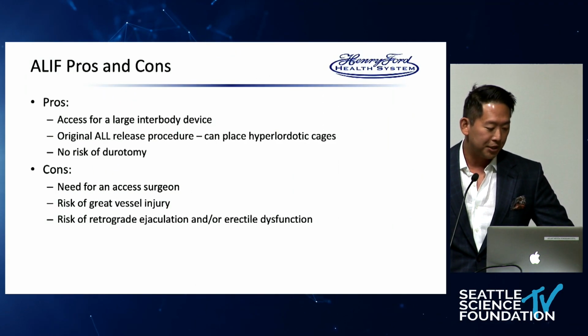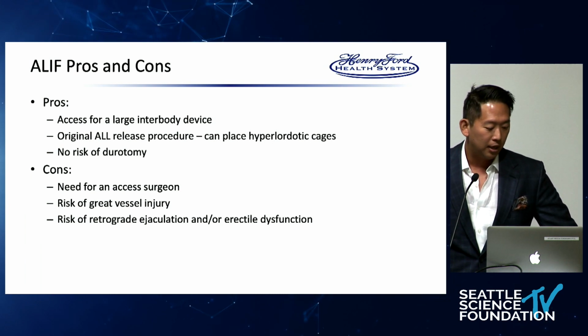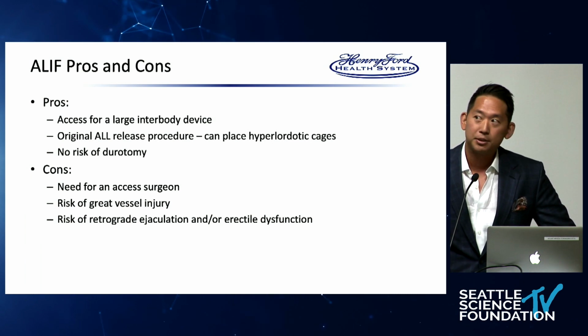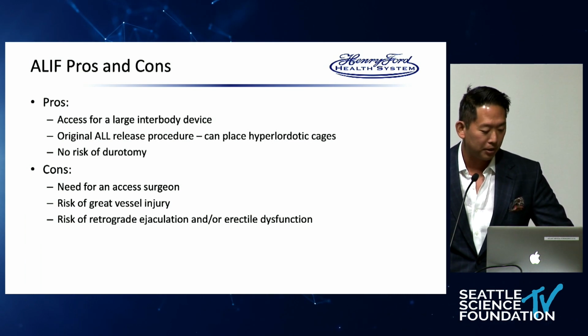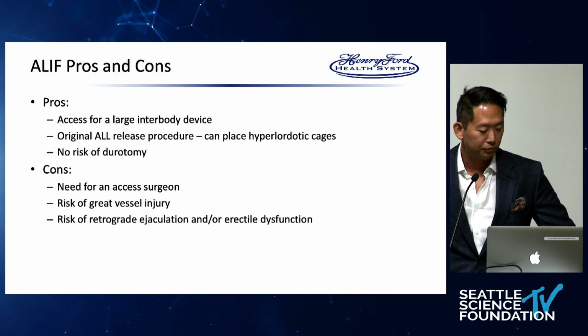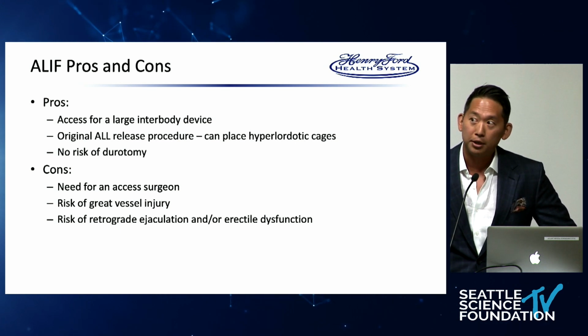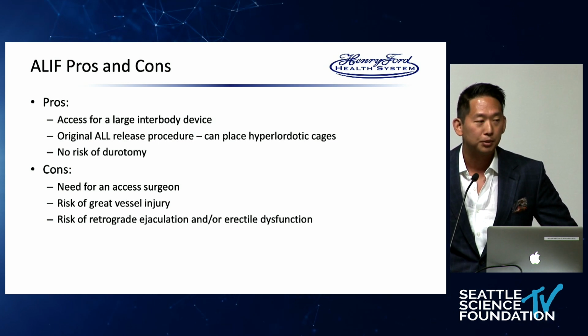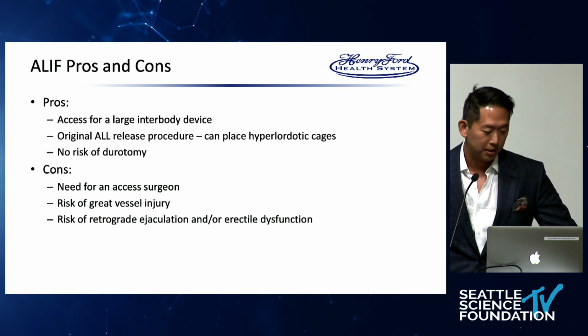And again, advantages and disadvantages. With the ALIF, you can put a large interbody device. I like to call this the original ALL release procedure because that's what you're taking out when you're approaching the disc space. So this gives you the flexibility to put some hyperlordotic cages if you want to use it in combination for any sort of deformity correction. And there's really no risk of durotomy here as well because personally I don't do anything with the posterior annulus when I do an ALIF, so no risks there.